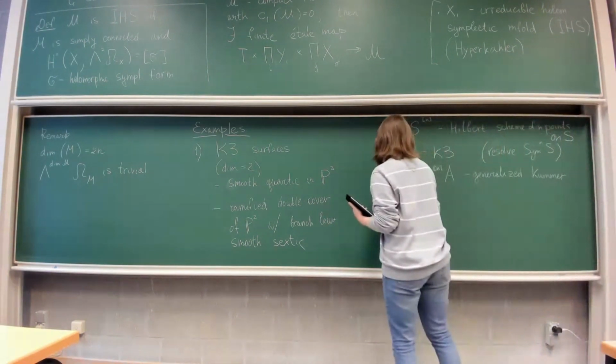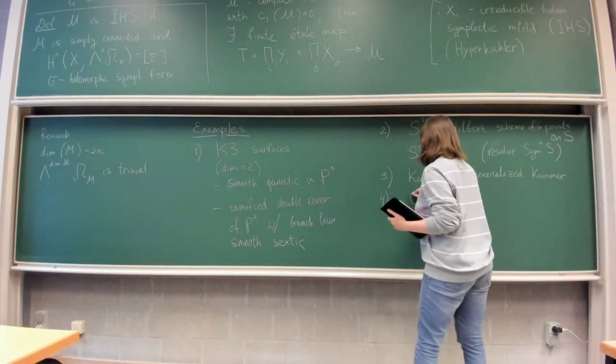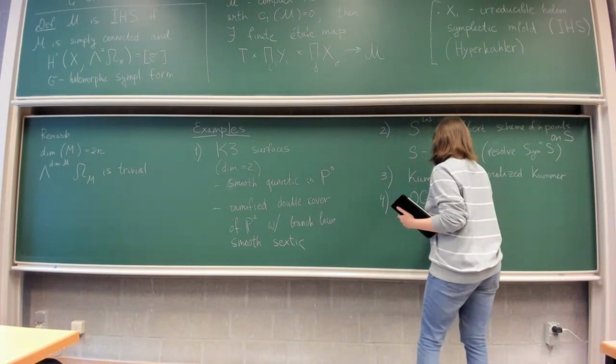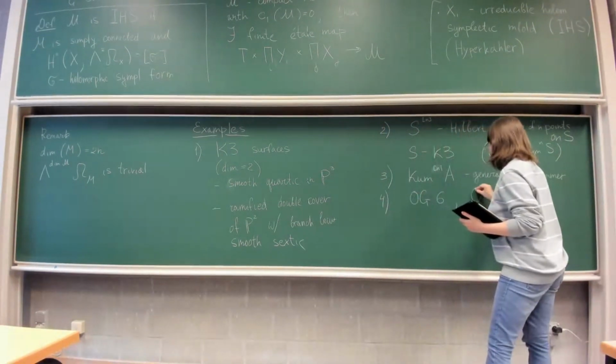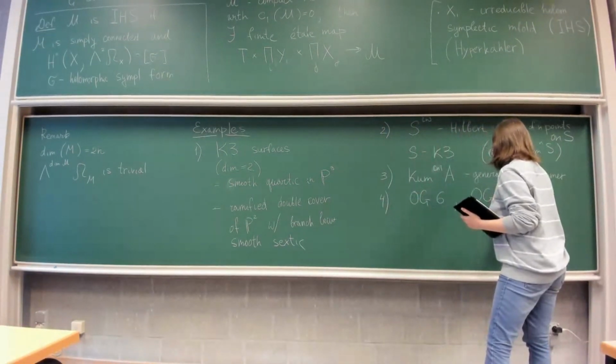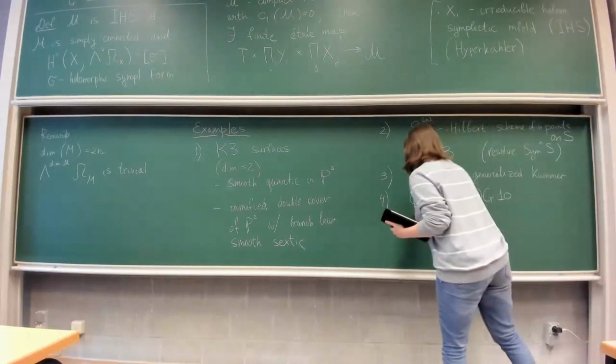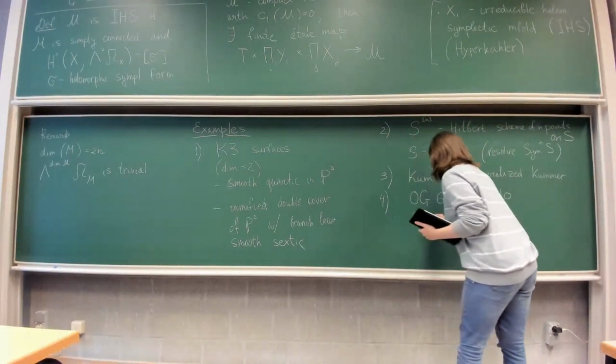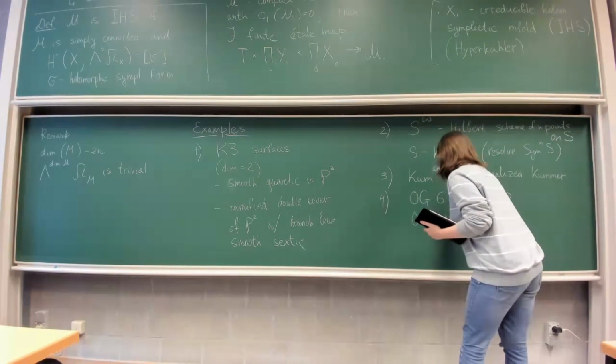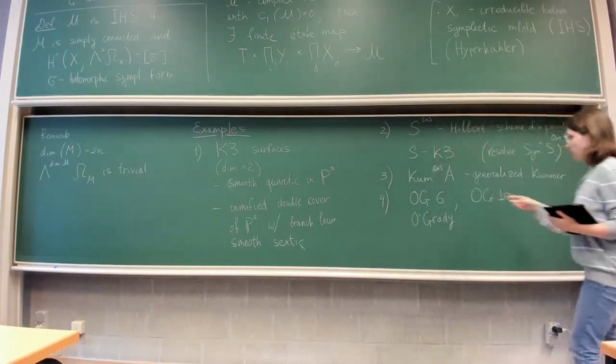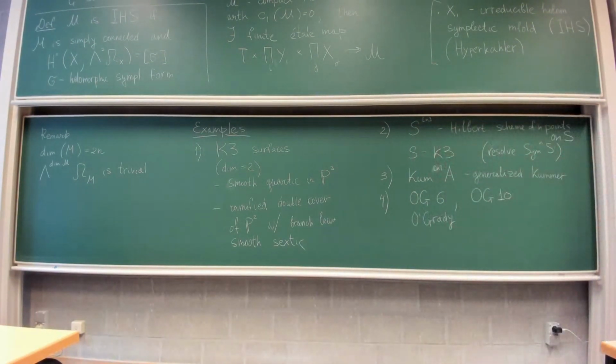Except these two families, there are only two known exceptional examples of O'Grady, so OG6 and OG10. O'Grady is the person who found these examples, and he found them by resolving moduli spaces of sheaves on K3 surfaces, and I will mention a little bit about that later as well.